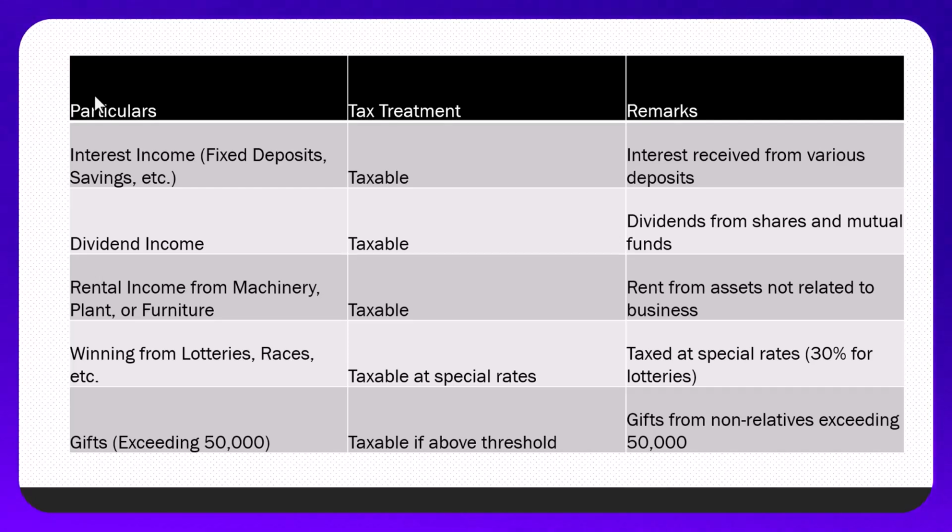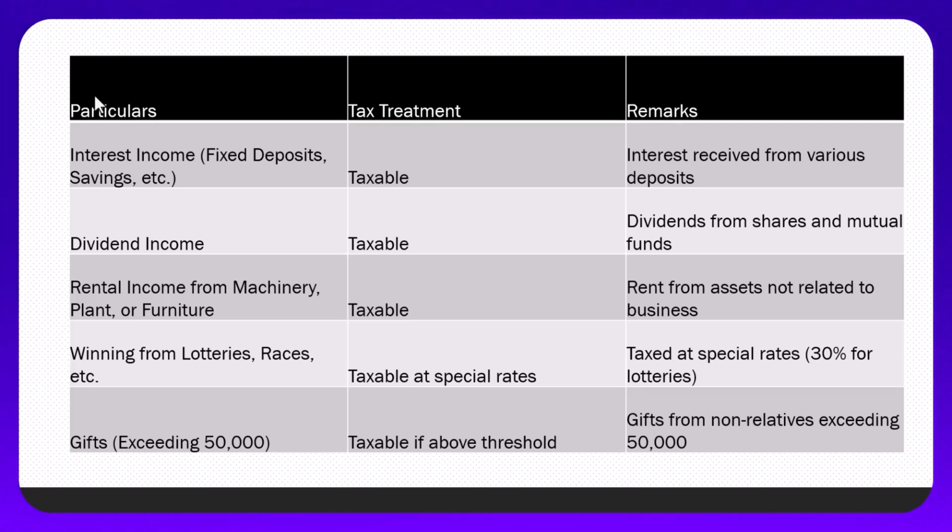If you are earning by renting out some furniture, machine, or equipment, that will become income from other sources. Winnings from lotteries, horse races, and online games also come under other sources, and the tax rate is 30%. Here you don't get any reduction. On the entire money you earn from these sources, you have to pay 30% tax without any benefit.